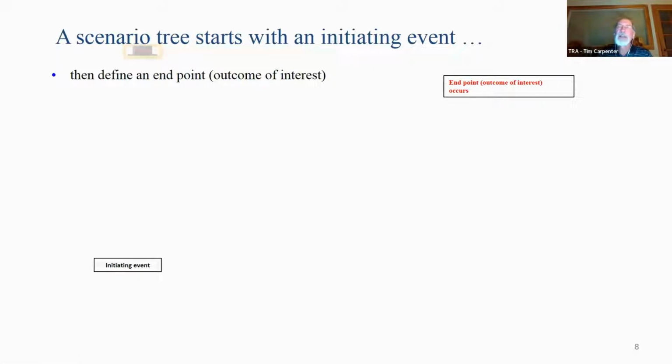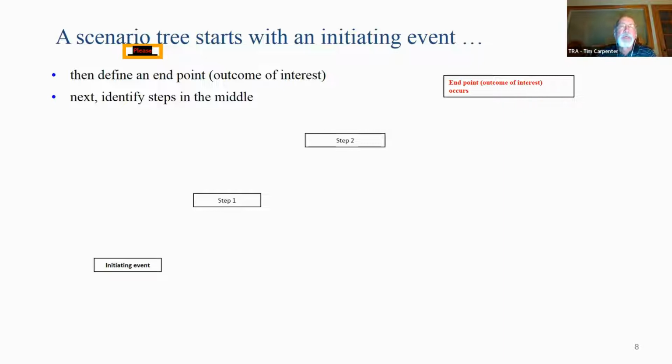And I've highlighted in red outcomes of interest that are important to the risk analysis. And in black, we'll have outcomes that are not going to be important to the consequence of the analysis. In the interim, you create steps that are going to either be actions or events occurring along the way to the endpoint.